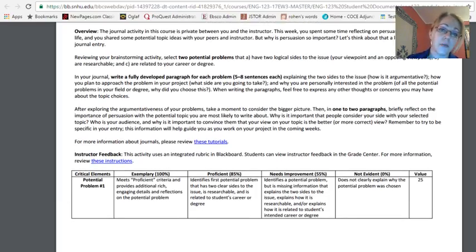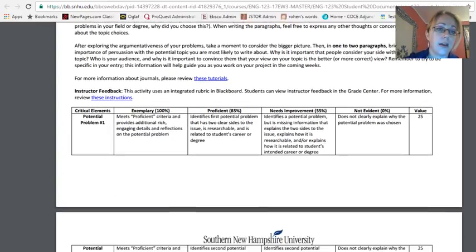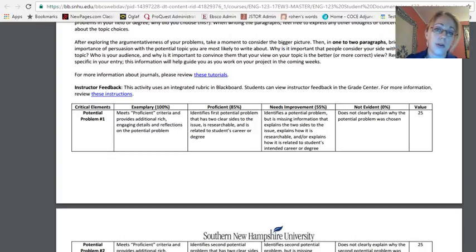As a reminder, you're going to be exploring 2 potential problems, talking about why each is an argument, what the argument is, why you're interested, what side you are going to be on in that argument, do you agree or disagree, that kind of thing. And then after exploring those 2 problems, you're going to focus in on one of them and say why it's important, why you need to convince your audience, and who your audience is.